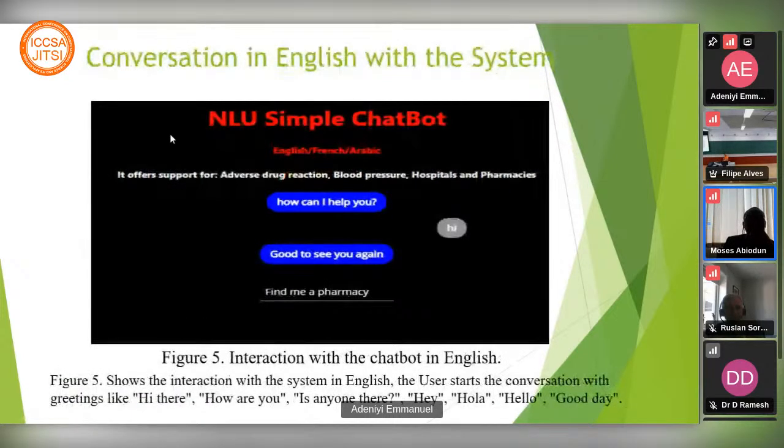For instance, if you say, how can I help you, it will probably reply with something like find me a pharmacy or thereabout. You can also say something like, "Hi, how are you? Is there any problem? How do you do?" It has been trained to understand greetings like, "Hi there, how are you? Is anyone there? Hey, hello, hello, or good day." It has been trained to identify those as greetings, because different people greet in different ways.